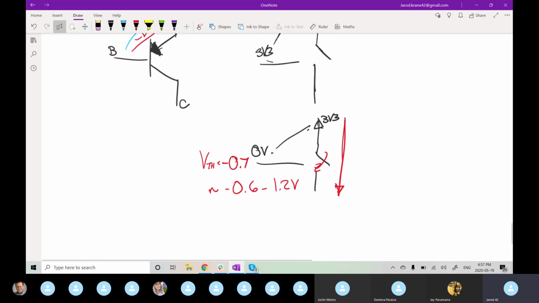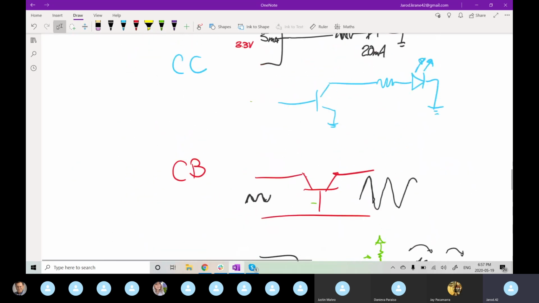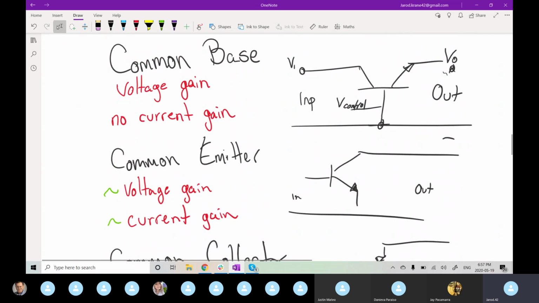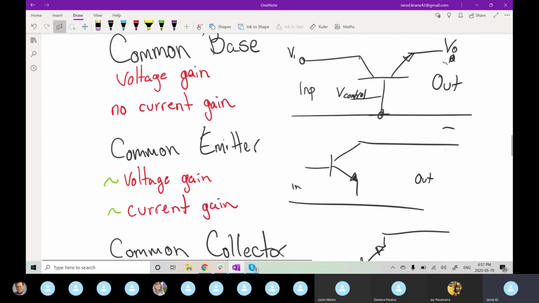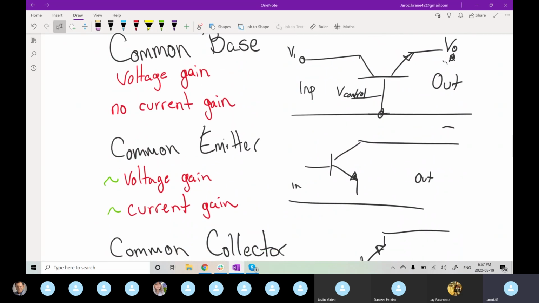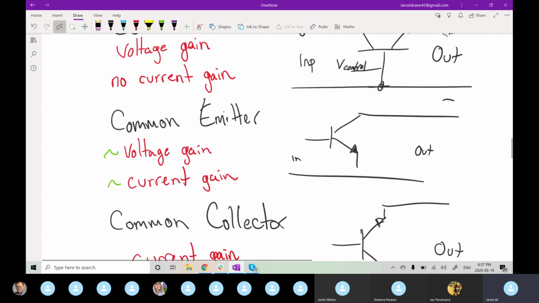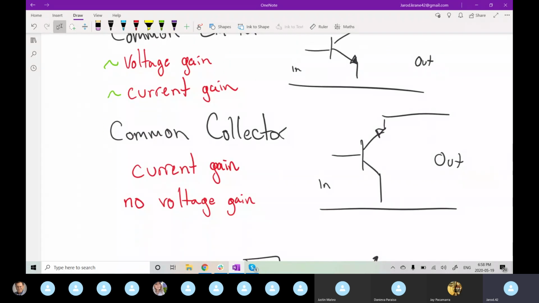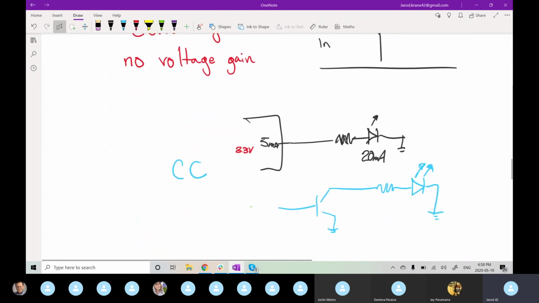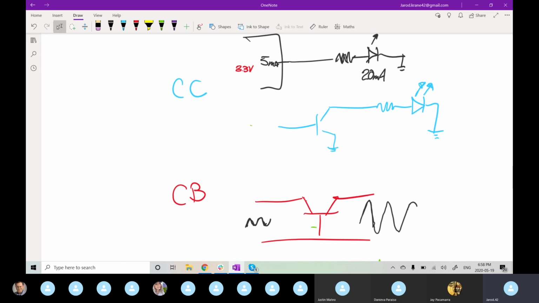And then again, we can set this up in the same way, having a common base, common emitter, common collector setup. So it'll be the same functionalities. You'll see voltage gain, no current gain, or current gain, no voltage gain. And you'll use these in different scenarios.